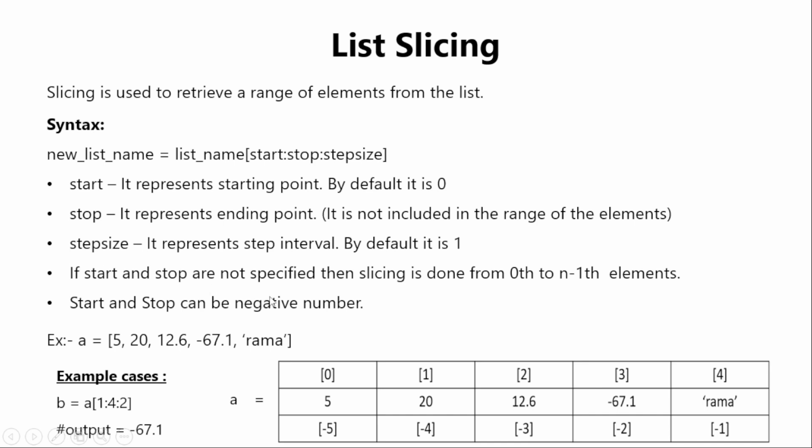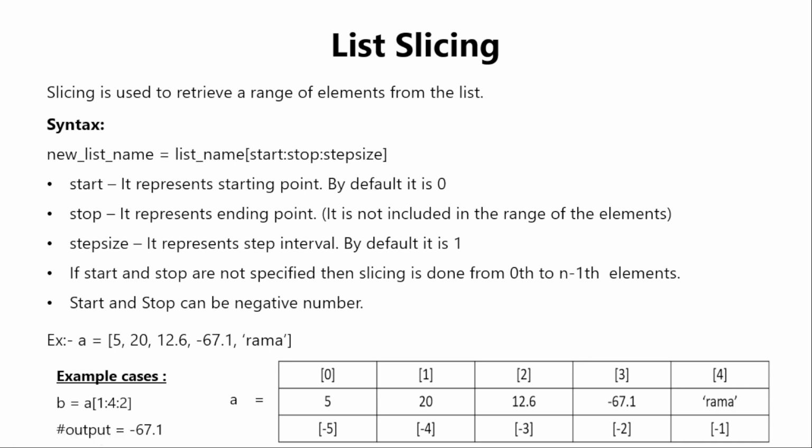And the step size represents the step interval between the start and end. By default it is 1. So if you enter a start and stop of 0 to 5 and you don't enter any step size, by default it will print all the values from 0 to 4. The fifth element will be ignored, as I said, it is not included in the range. Got it? And if you add a step size of 2, the data will be printed by stepping between every two values.